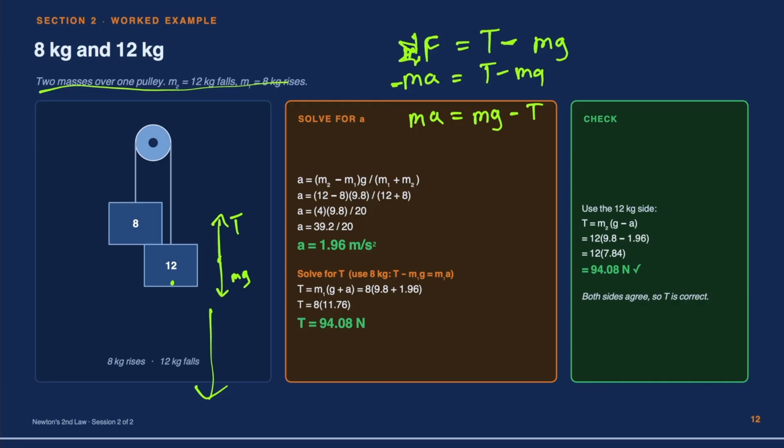Let me represent this as m2 here. So m2 is going to be, we know what that is, right? 12 kg. 12 kg times acceleration is equal to 12 kg times 9.8 minus T. So 12 kg times 9.8 is around 117.6 newtons minus T is equal to 12 kg times acceleration. Okay, so we have one of our equations.